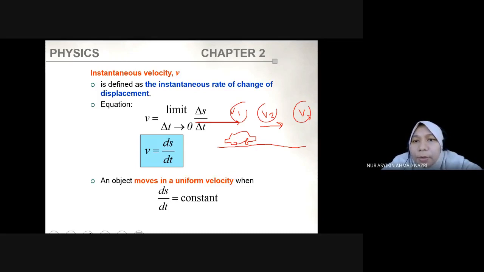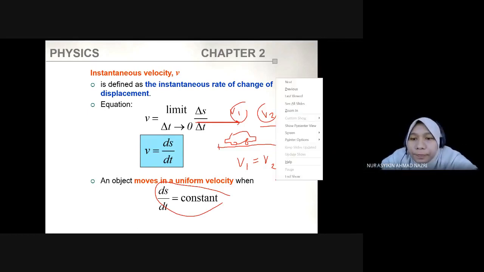Okay, what I mean is your instantaneous. But if the case that V1 equal to V2 equal to V3, so means that you have constant velocity. So which may be the same as your average velocity. Okay, faham?